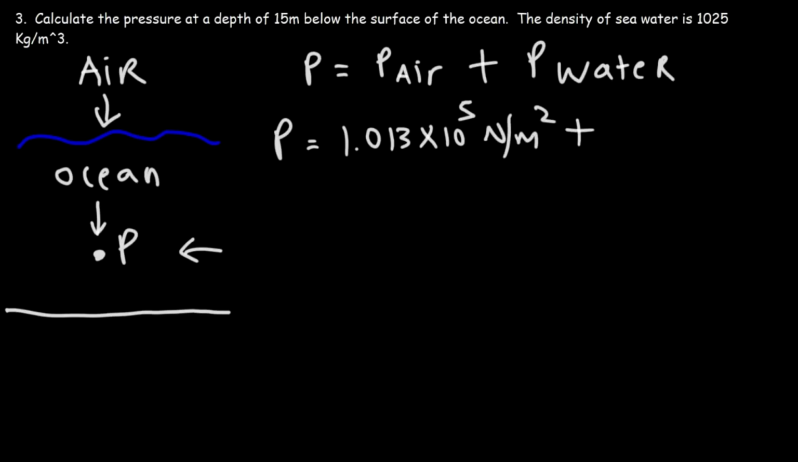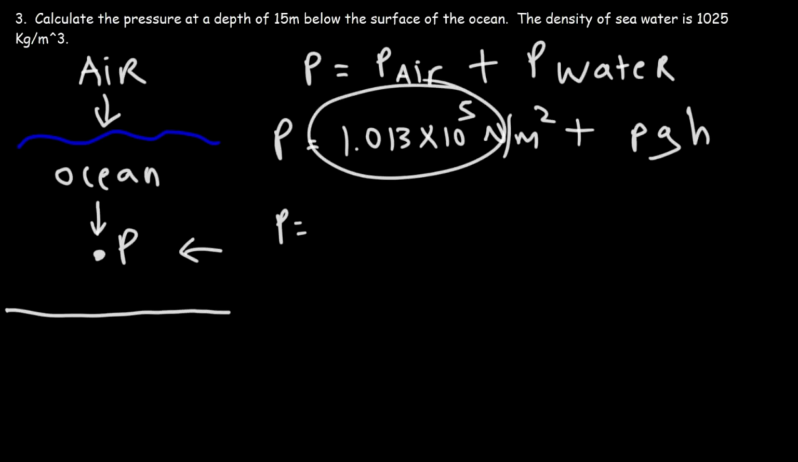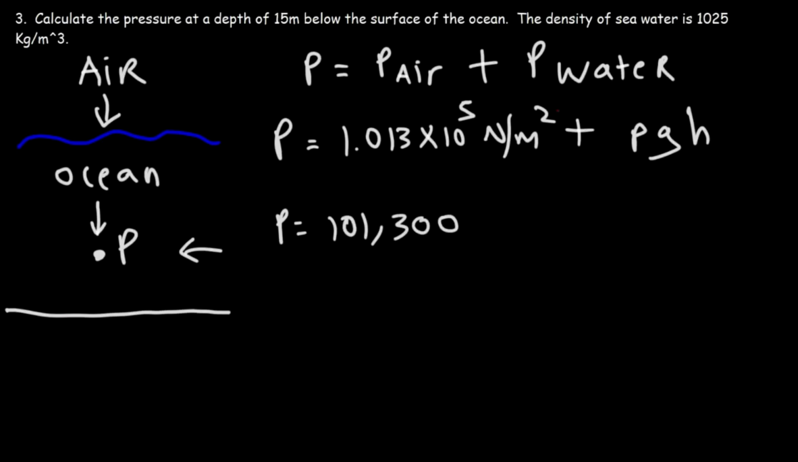What about the pressure exerted by the water above that point? This is basically the gauge pressure, which is the pressure above the atmospheric pressure, and it's equal to the density of the fluid times the gravitational acceleration of the Earth times the height of the water above that point, in this case the depth. Now this number, 10 to the 5, is basically 100,000. So this is 101,300. Now the units newtons per square meter is equal to pascals. So we can write Pa for pascals.